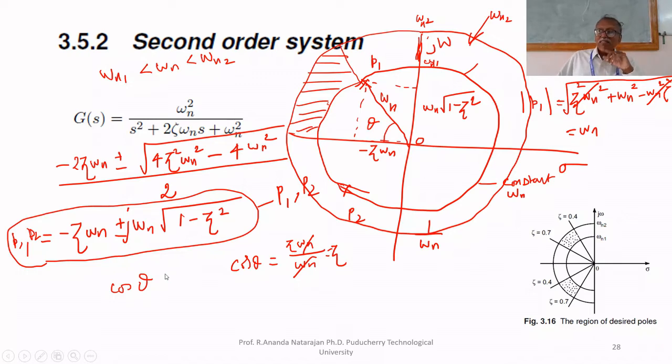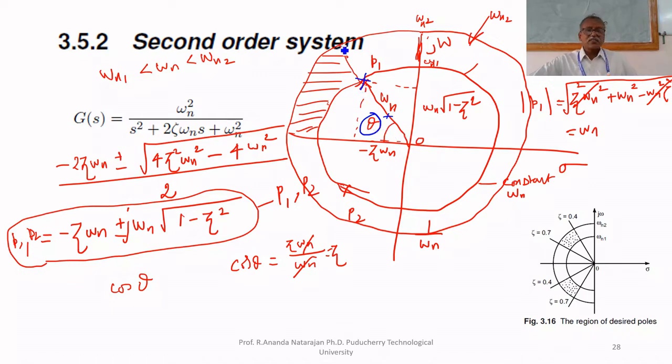But theta, the angle, is between the negative real axis and the line joining the origin and the pole. Cosine of that angle is called zeta. Therefore, cos theta is zeta. If you select any point, if you select this point, what is zeta? Cos theta. Am I correct?